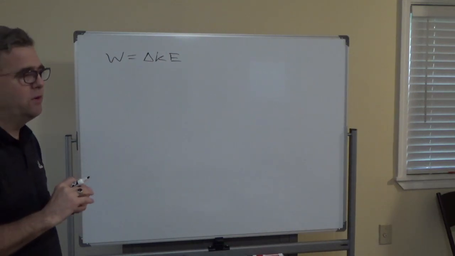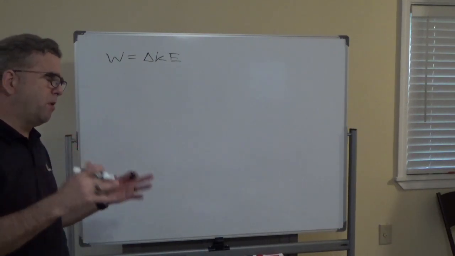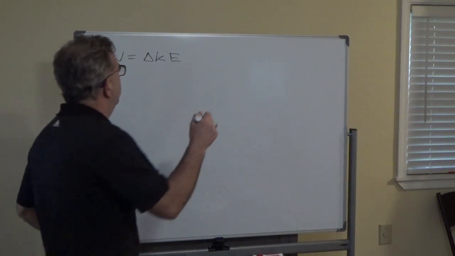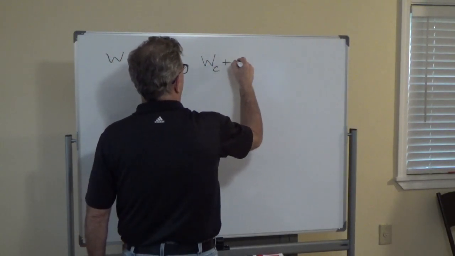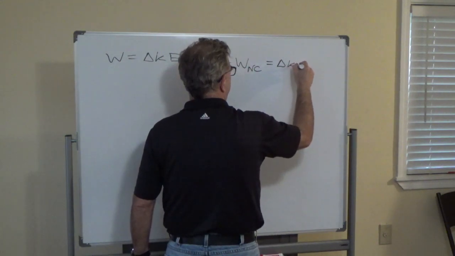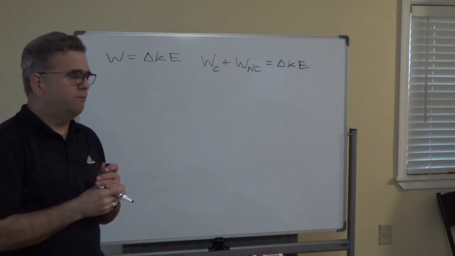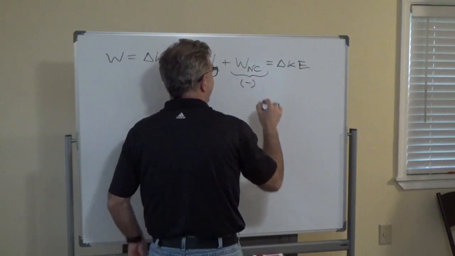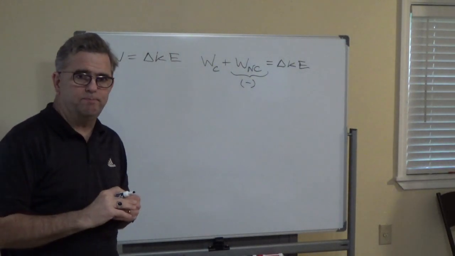We can look at the work done by gravity, the work done by friction, and we break it up into work done by conservative forces and work done by non-conservative forces. So we can write it as W_C plus the work done by a non-conservative force is equal to delta KE, okay? That work done by a non-conservative force for us is friction, and it's negative. So it's actually taking energy away from the system, okay?